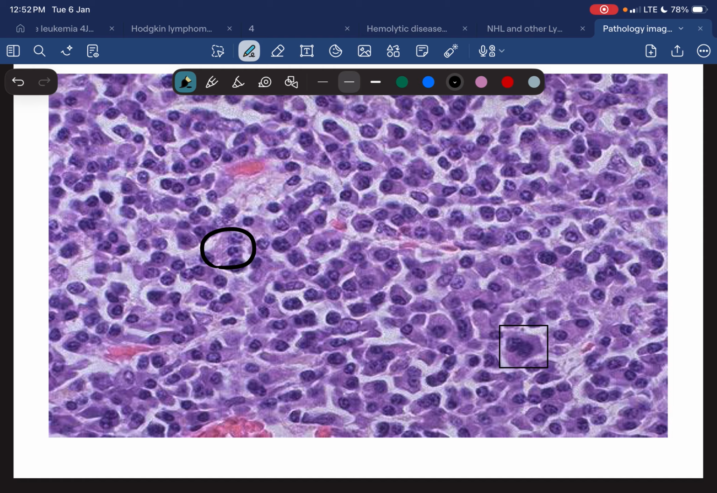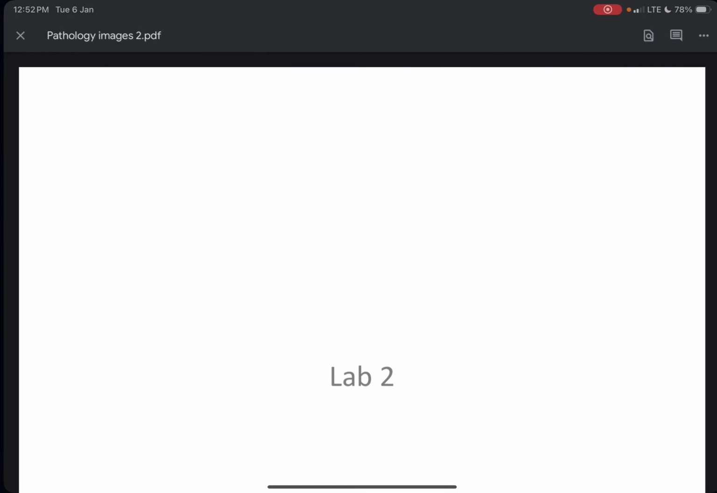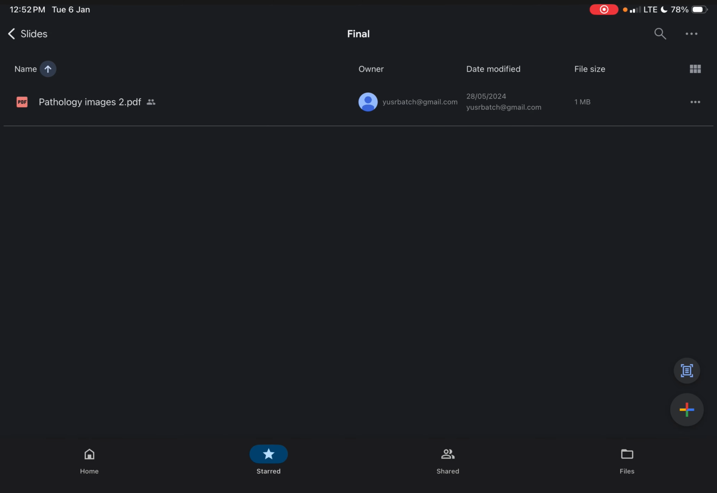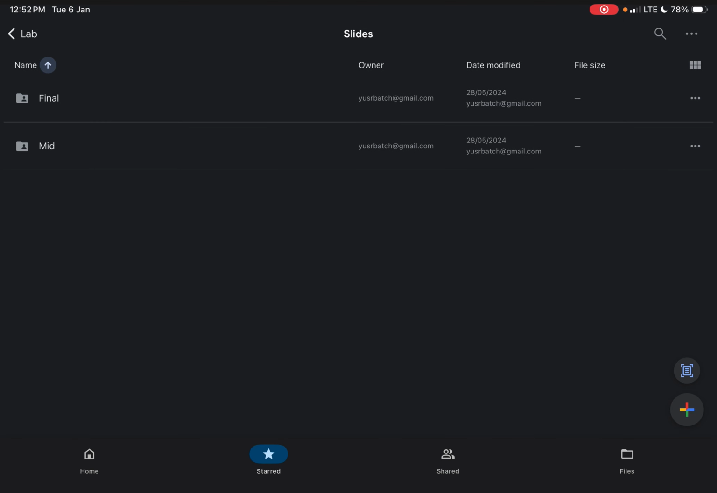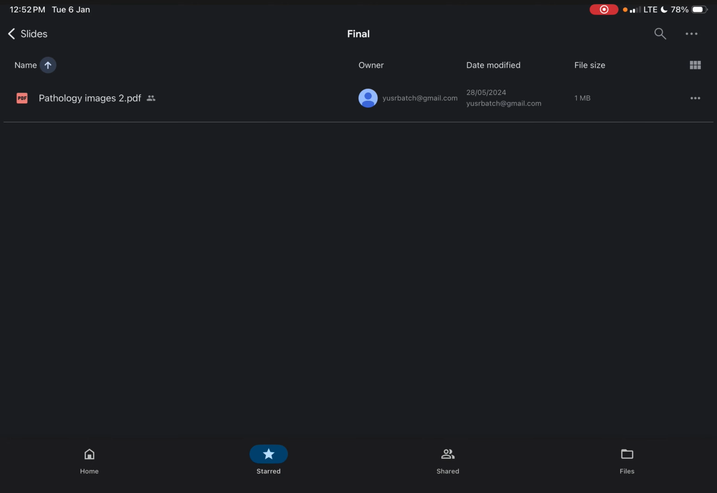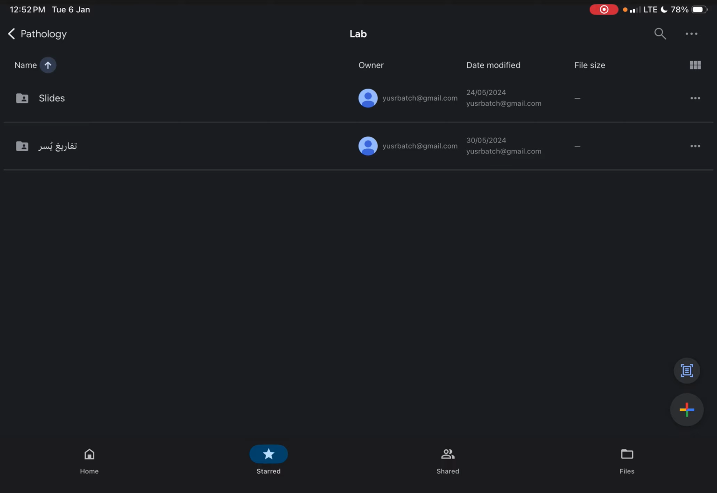نبلش بآخر محاضرة في الباثولوجي. Myeloproliferative neoplasms. It's a group of malignant diseases related to clonal mutation in pluripotent stem cells. Okay, the result is abnormality in one or more cell lines.